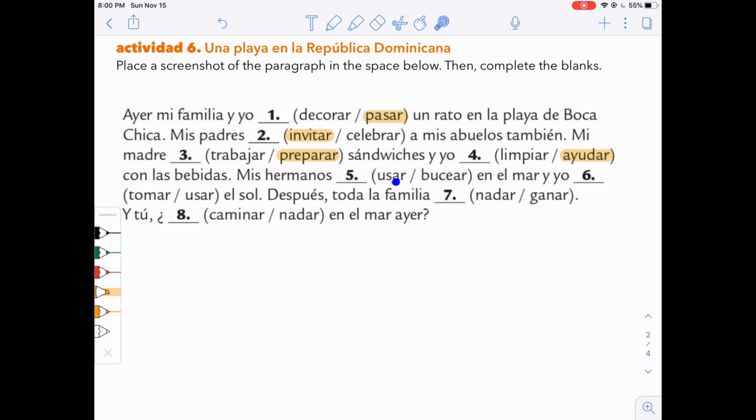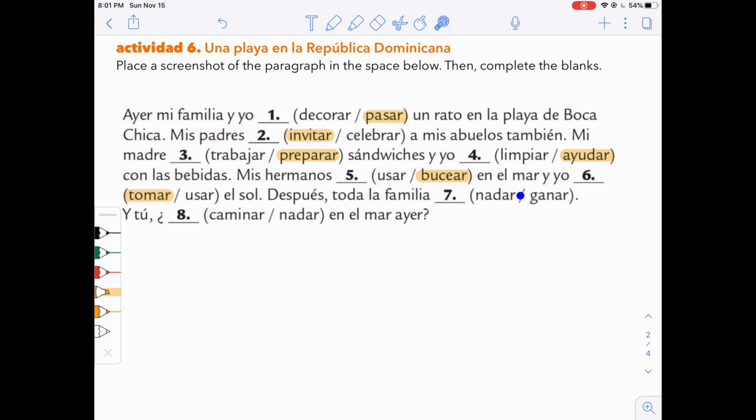Mis hermanos bucear en el mar. They went scuba diving. They scuba dove. They went scuba diving in the sea. They didn't use in the sea. That doesn't make sense. Y yo, el sol, I went sunbathing. Yo tomé, tomar. You want tomar because you can't use the sun unless you mention solar panels or something.